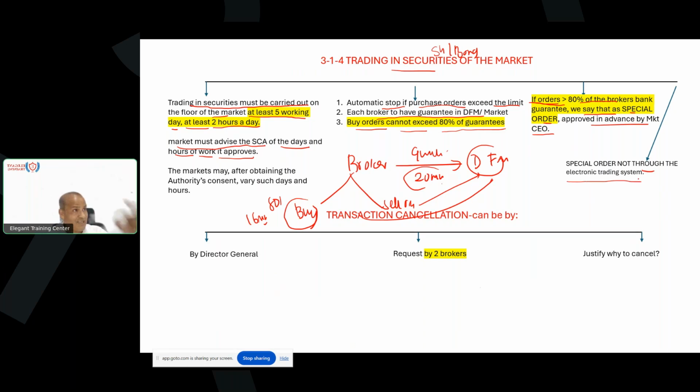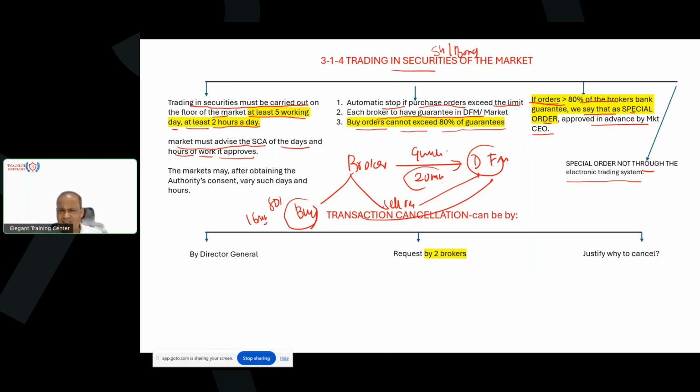The special order is not through the electronic trading system. There is another channel, another software, another line connected to the market, not through the public line. So special order equals more than 80%. Number 2, it needs special approval in advance. Number 3, it is executed through another channel. These are the 3 features of special order. Clear, sir, all of you?